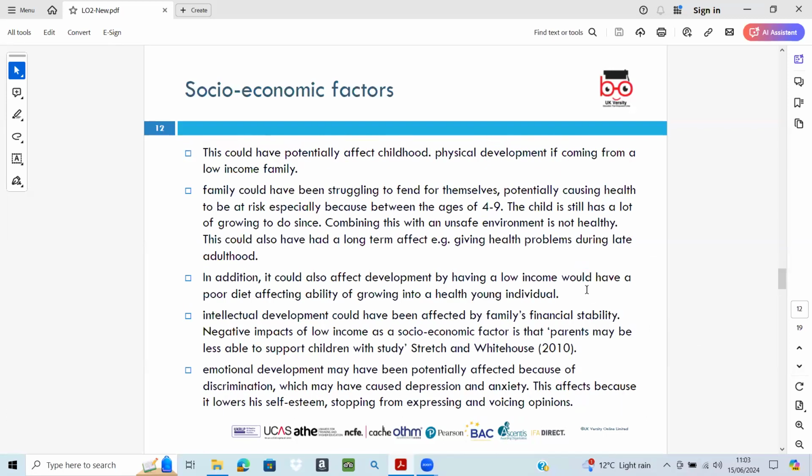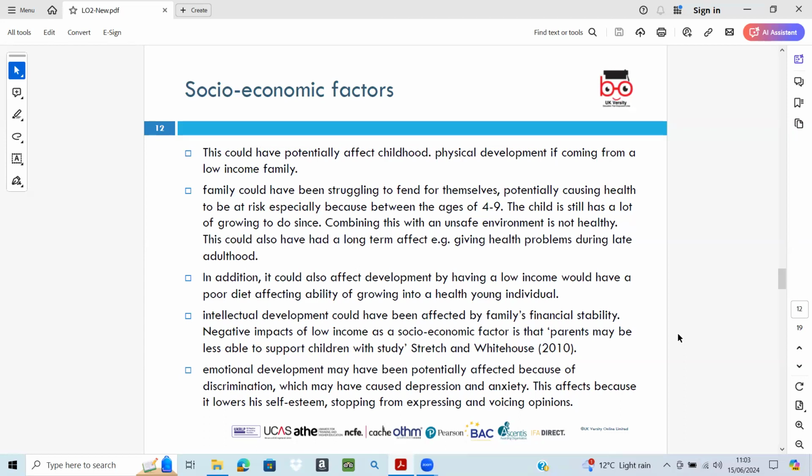Now move to the next slide. So it's related with the socioeconomic factors. Okay, again it is related with childhood. So we can say socioeconomic factors such as income level, financial stability, and social environment all play a crucial role in determining a child's development, and we need to understand these influences, and that can provide insight into how economic challenges impact various aspects of child development.